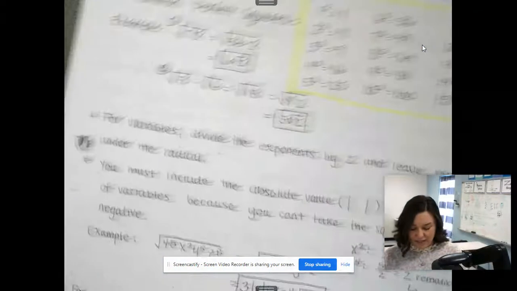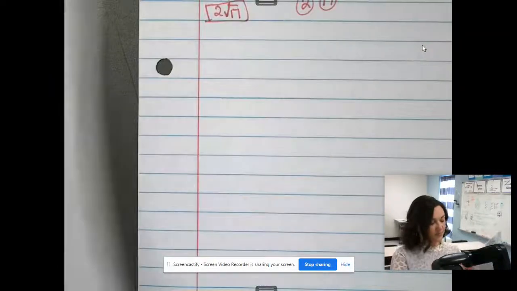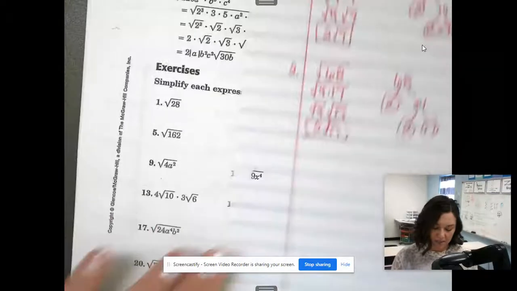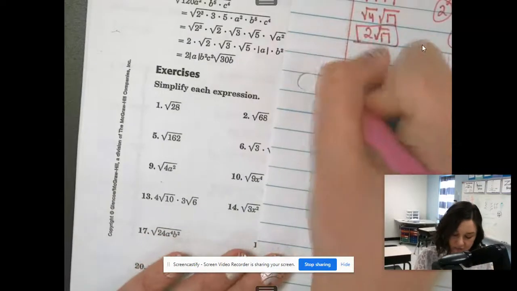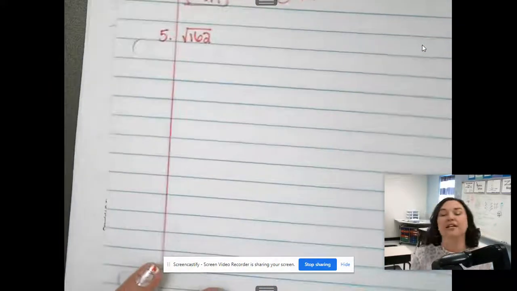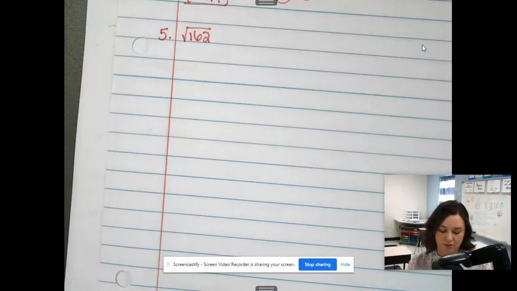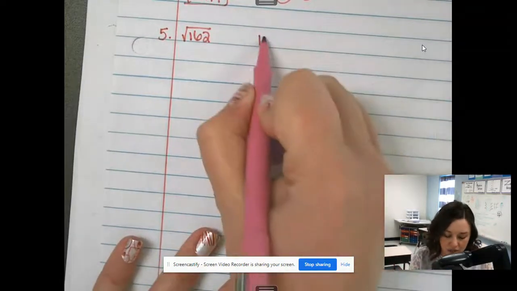All right, so that is on page 10. Let's look at one more on page 10 before I stop this video. Let's go to number 5, square root of 162. Now I'm going to go with the singles mingle method. If you like the other method and you want to see me do this, I can send a picture to you of the other method, but I'm going to start with the factor tree.